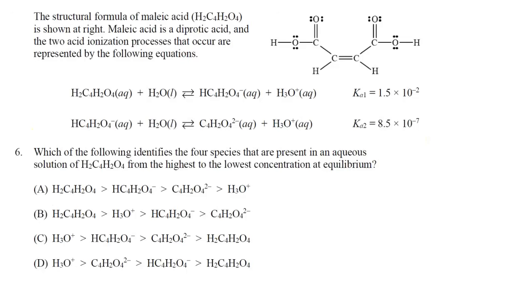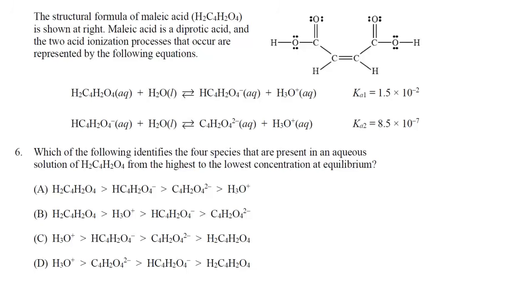Question 6 begins by stating the following. The structural formula of maleic acid, which has the chemical formula H2C4H2O4, is shown at right. Now, maleic acid is a diprotic acid, and the two acid ionization processes that occur are represented by the following equations.